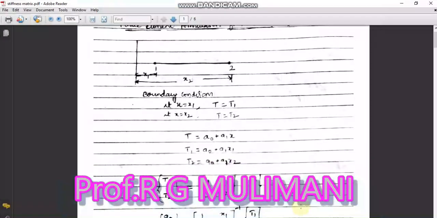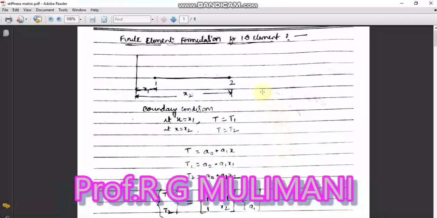Welcome back. Let us start the derivation of the shape functions for the 1D element. Conduction is a mode of heat transfer where heat transfers from the higher temperature to the lower temperature. Let us consider an element. It has two nodes, node 1 and node 2.